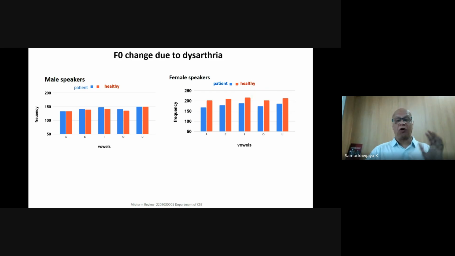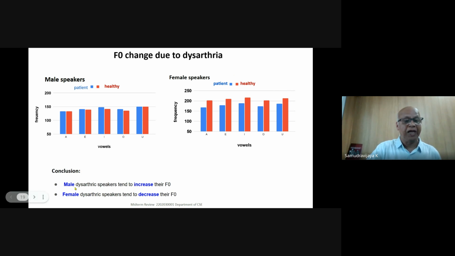So we see two contradictory or different types of observations. Male dysarthric speakers, whose pitch is normally lower, try to increase the pitch, whereas for female speakers, whose pitch is in general high, when they have difficulty they tend to decrease the pitch. So male speakers with lower pitch try to increase, and female speakers with high pitch try to decrease. They come to the middle. When the muscles are not doing their job well, the vibration frequency comes to an average or neutral value.